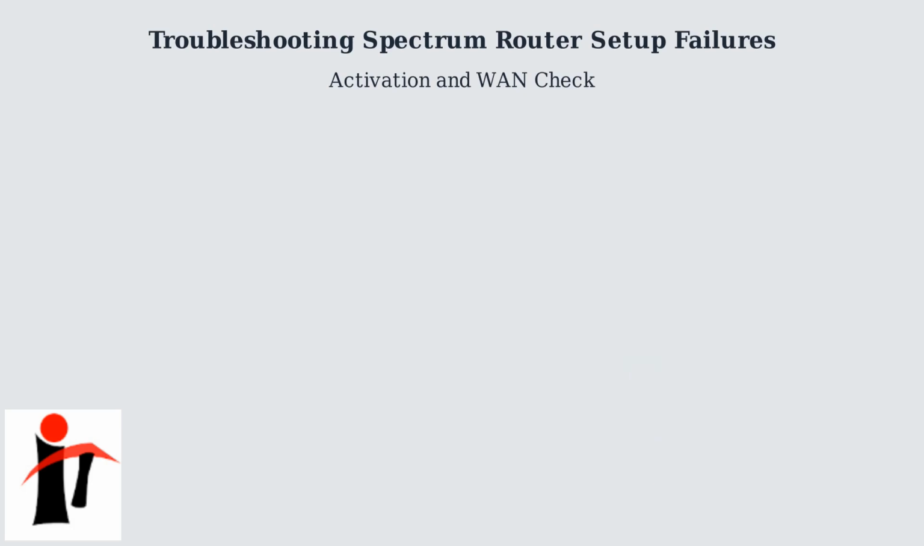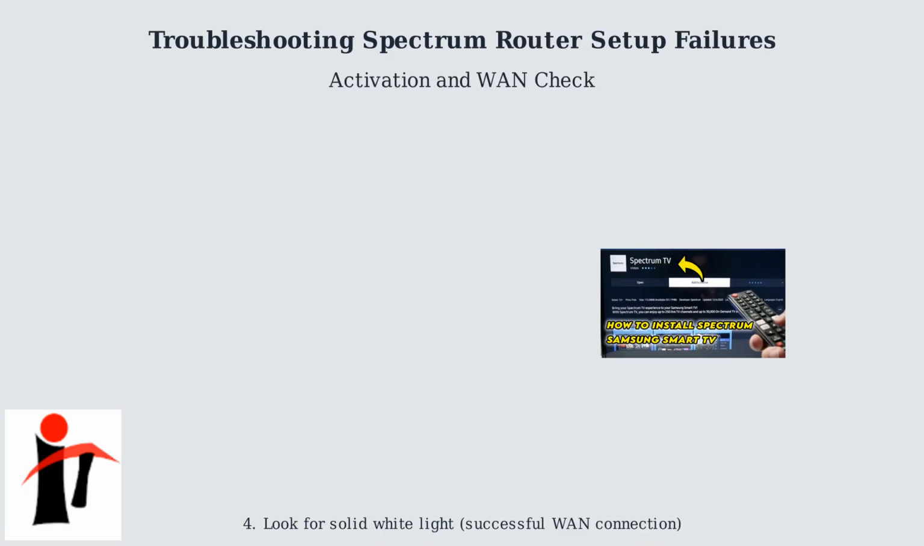Double-check your coaxial cable connections. Are they snug? Power cycle your router. Unplug it for 30 seconds, then plug it back in. Solid white light on the router typically indicates a successful WAN connection.